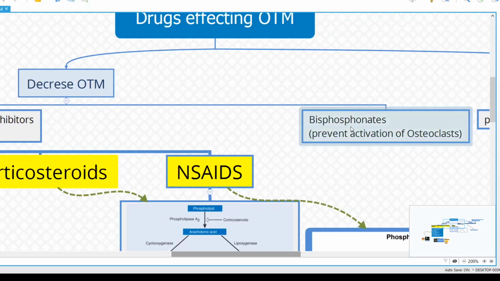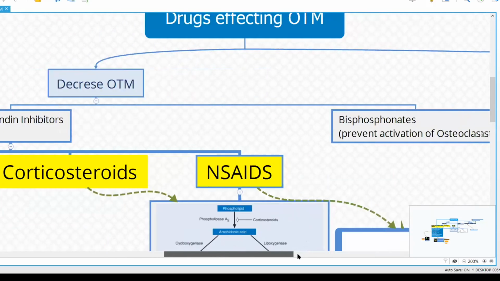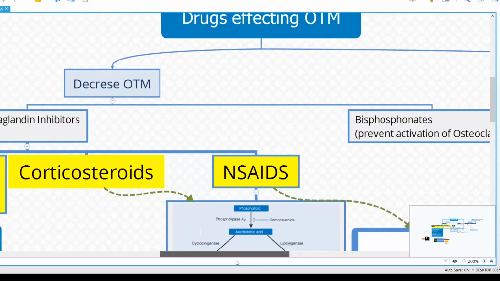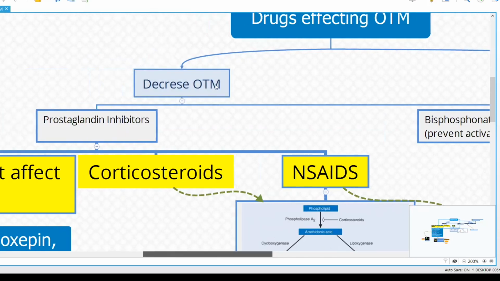Bisphosphonates act exactly like osteoprotegerin, OPG. The activation of the osteoclast is inhibited by this drug. So broadly, we categorize drugs into two items: those which increase orthodontic tooth movement and those which decrease it. The drugs which decrease orthodontic tooth movement are divided into two categories: one is the prostaglandin inhibitors, the other is the bisphosphonates.